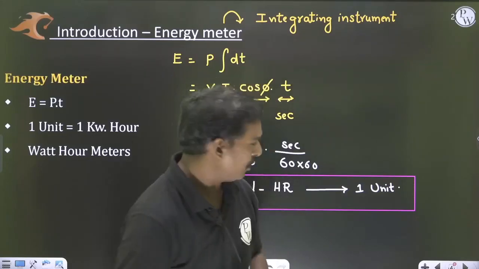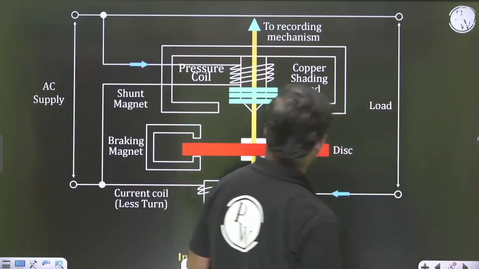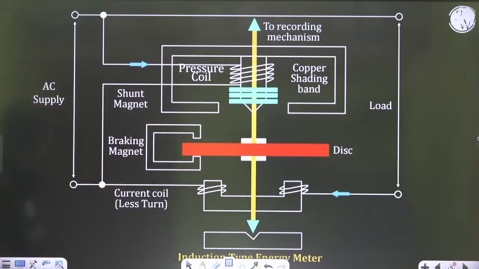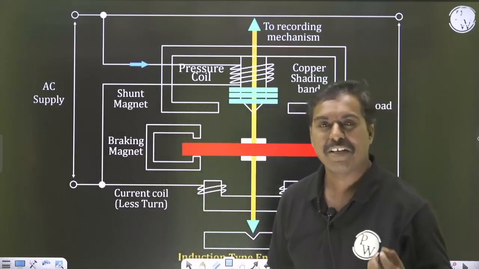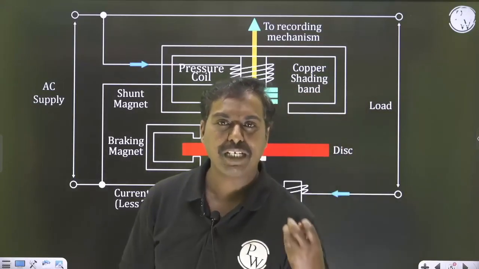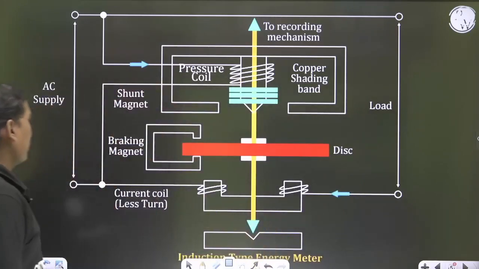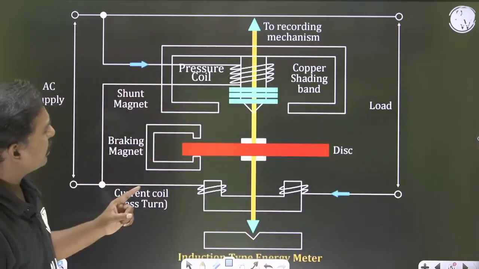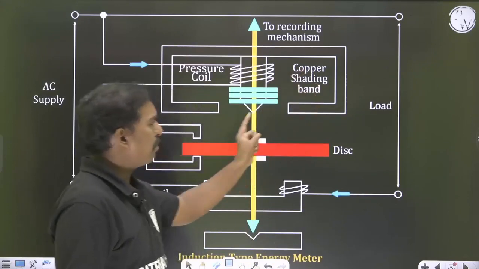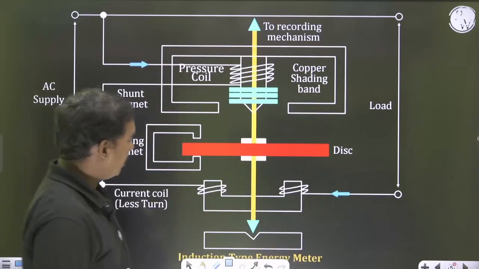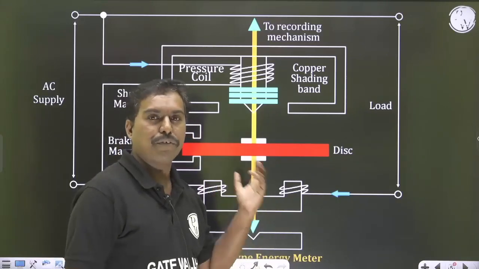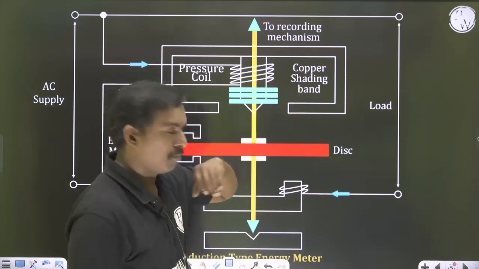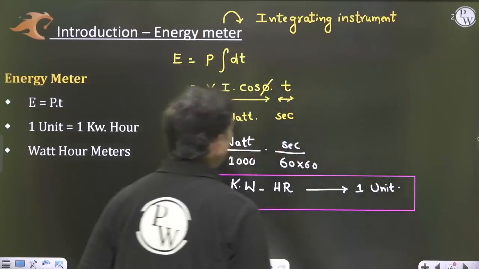So let us see the energy meter diagram first. I think all of you are able to see this diagram. This is one of the important diagrams, and on this diagram also we are going to have some questions. This particular energy meter has four segments. It contains first the driving mechanism, second the torque mechanism, third the braking mechanism, and the fourth is the recording mechanism. Okay, so there are four mechanisms involved.